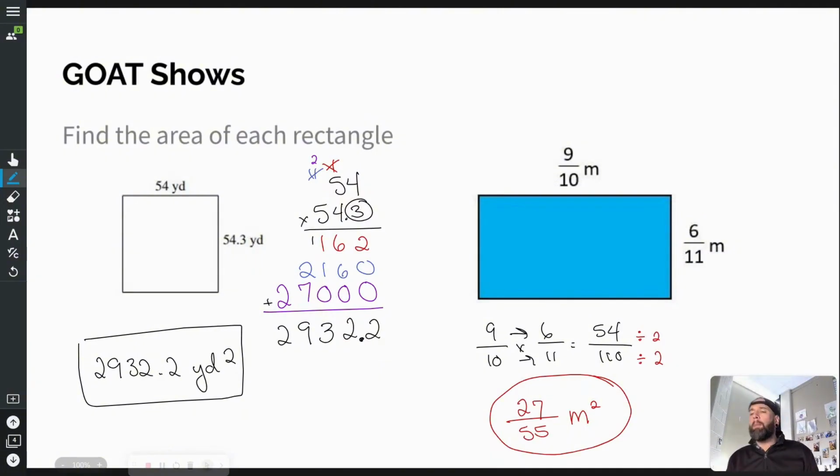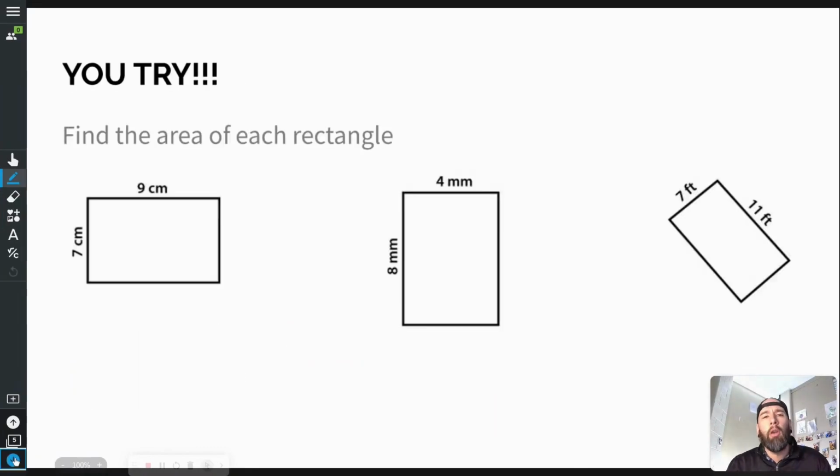It's just what you have to remember is multiplying fractions, multiplying decimals. That's when it gets a little ugly. So you're going to try them on your own. Pause the screen, try the next 5 on your own. When you're done, come back and check your work. Go.